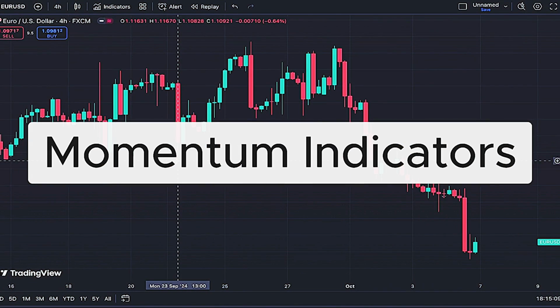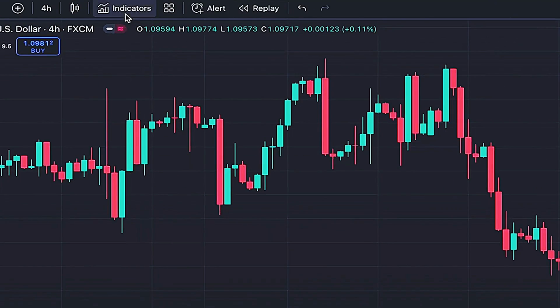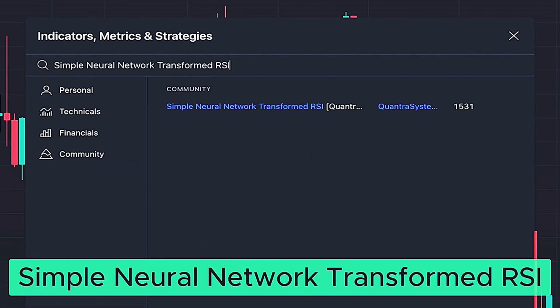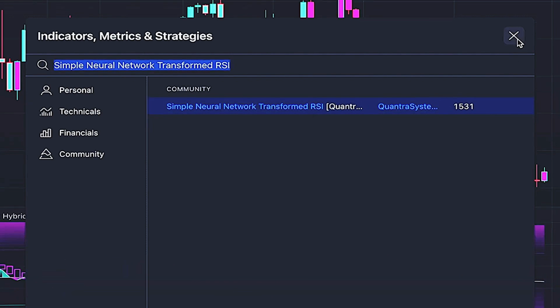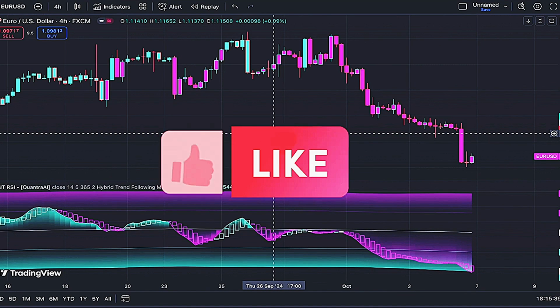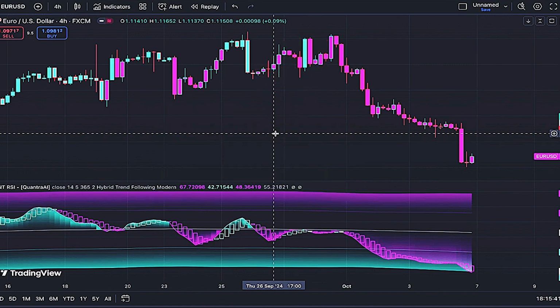Next category, momentum indicators. Here we click on indicators and we search simple neural network transformed RSI. This one, which is written by Contrast System. Alright, this is the indicator, and it's one of the best versions of the RSI indicator that you can use. As you know, RSI is one of the most popular indicators among traders, especially for identifying oversold conditions and the momentum changes that are happening in the market.